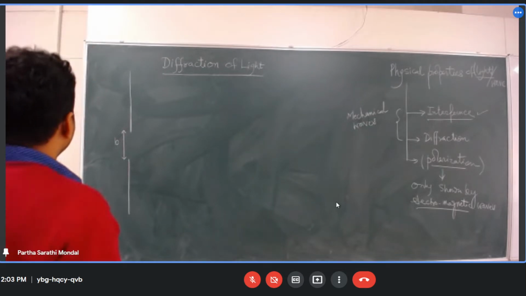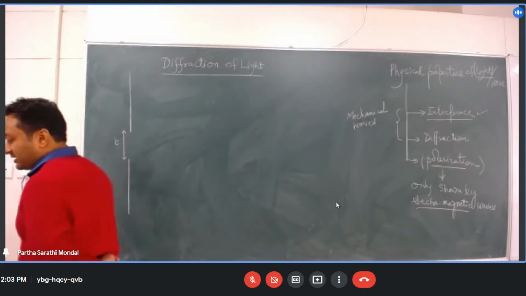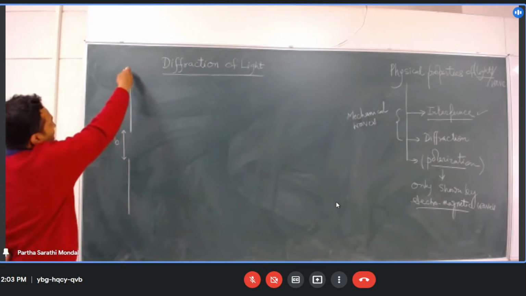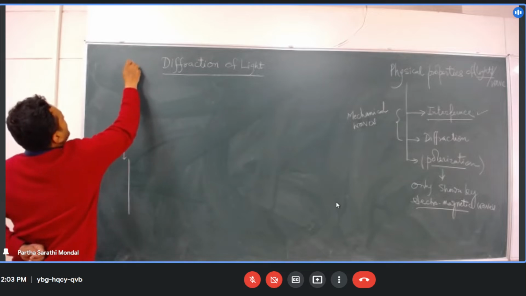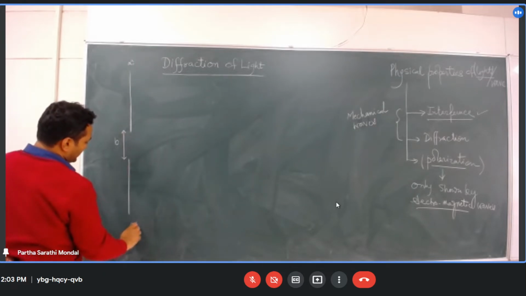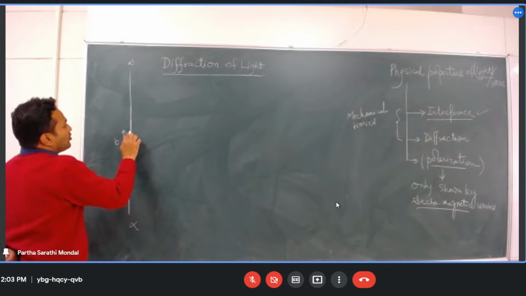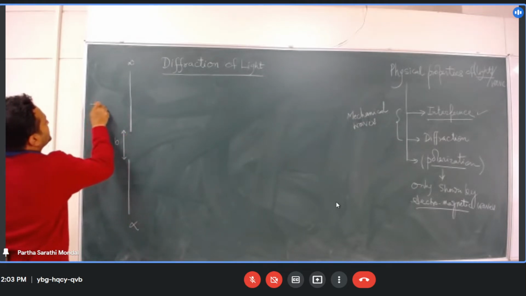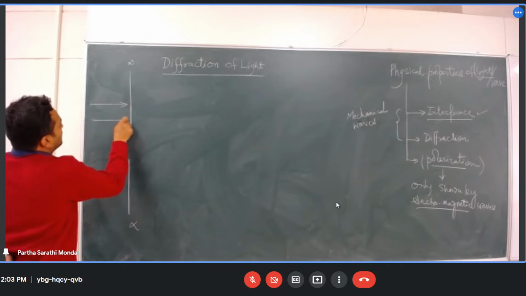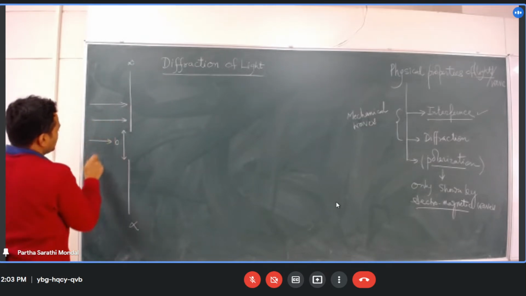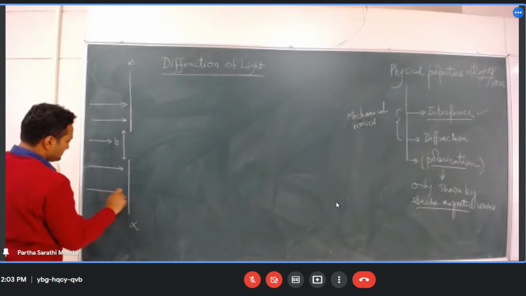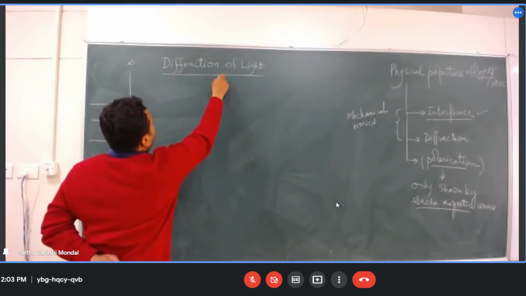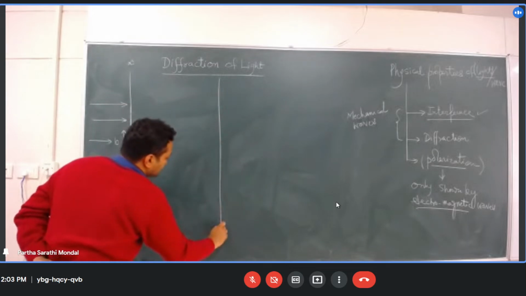So now let us have a very simple experiment. Let's say we have an infinitely long slit. It means its wall goes up to infinity, and we have a very small opening B. Now you illuminate this slit by a parallel beam like this. And you put a screen here. Let's say this is a screen.